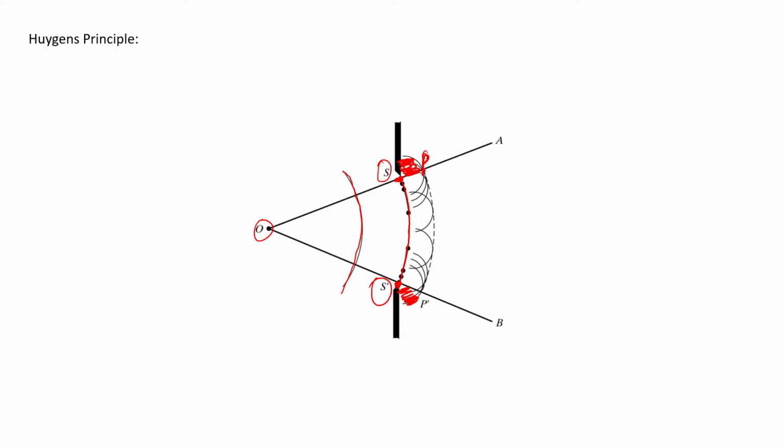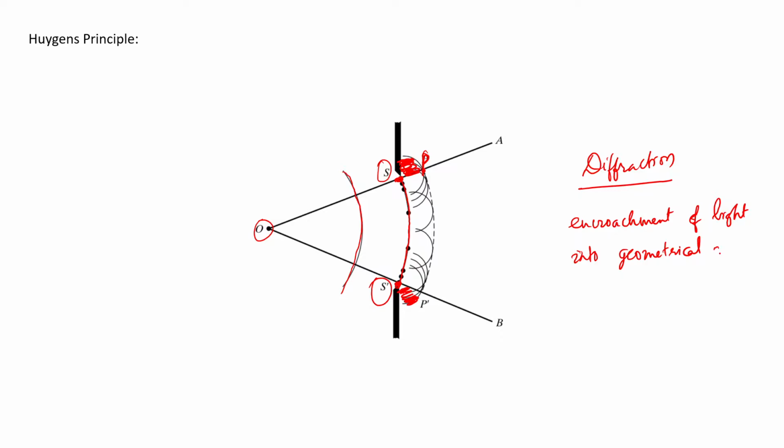So diffraction is encroachment of light into the geometrical shadow. We will discuss diffraction later in great detail when we talk about interference. But here, Huygens principle proposes that basically the wavefronts end abruptly here. They just go this way.